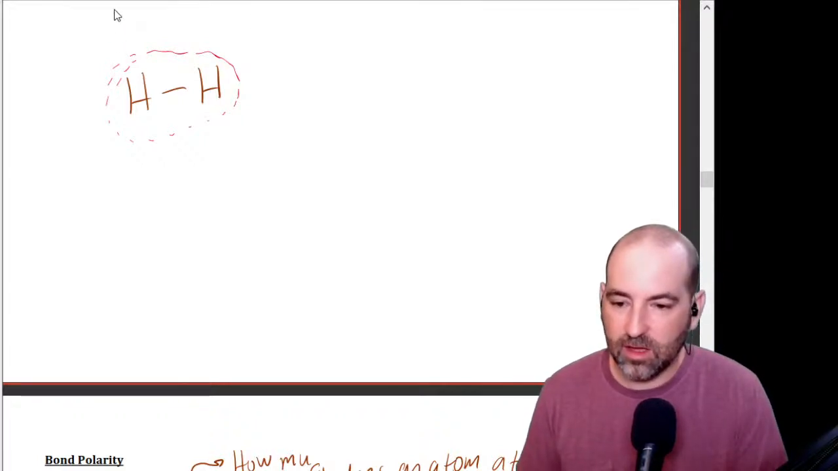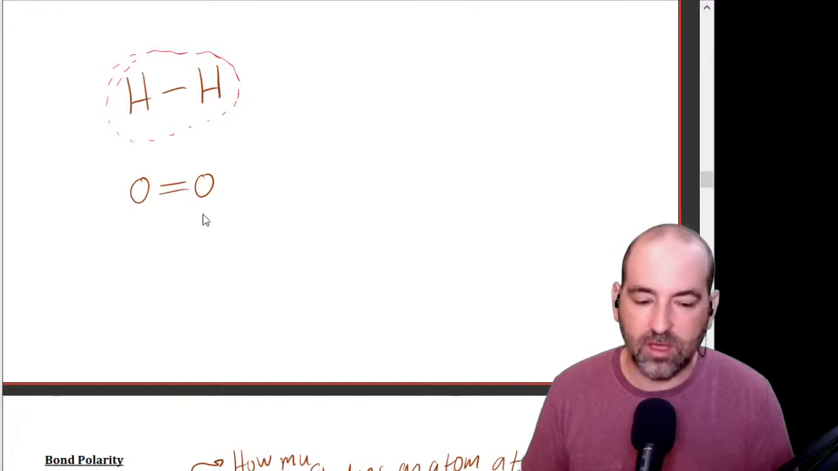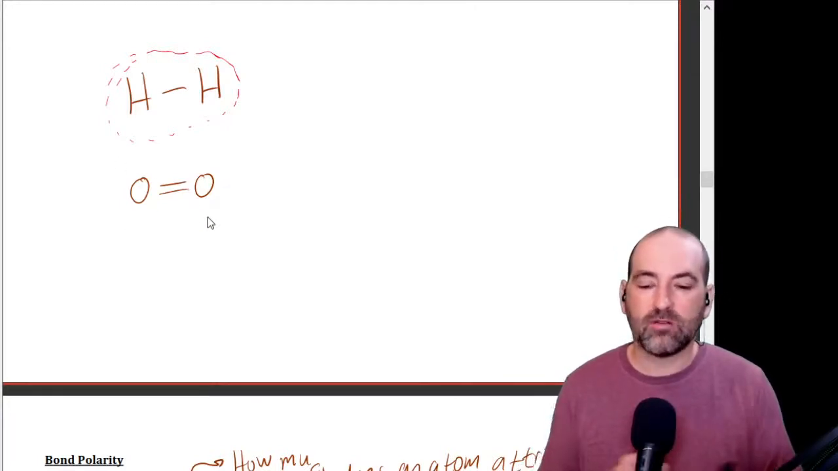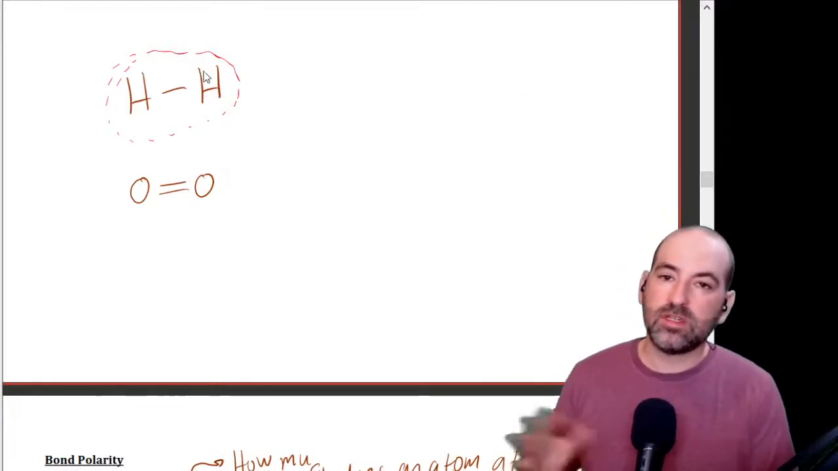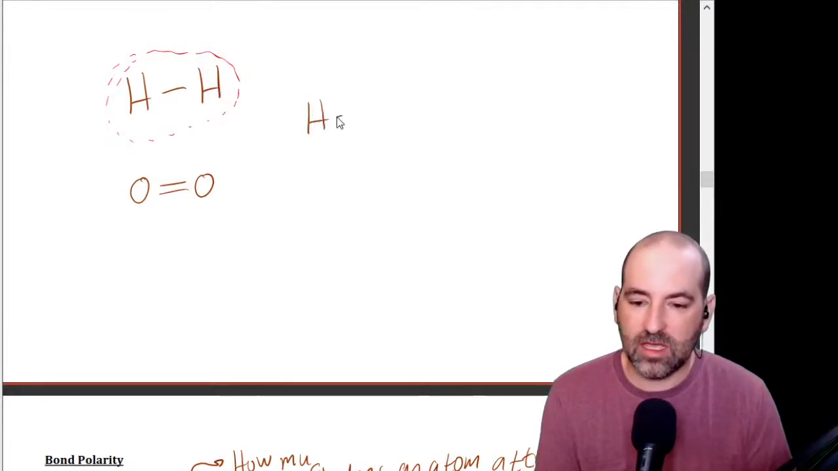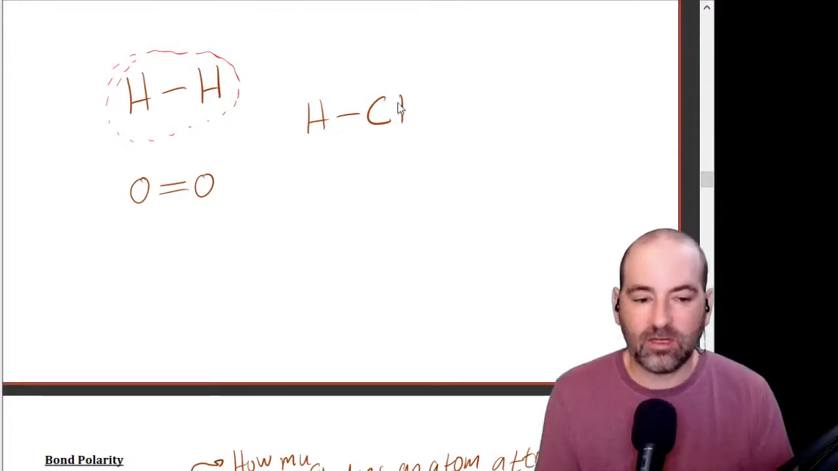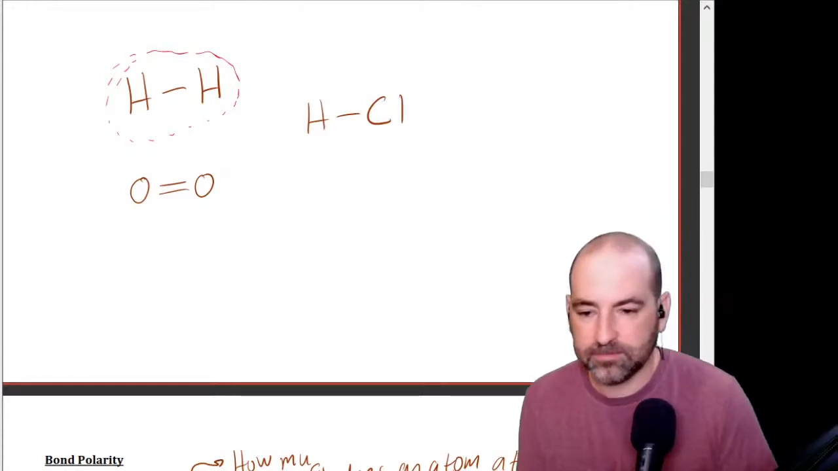So if you have an oxygen molecule, same thing. You expect those electrons to be shared very evenly. But if you have two different atoms, the electrons are not shared evenly. So if you have, let's say, HCl, Cl has a higher electronegativity than hydrogen.